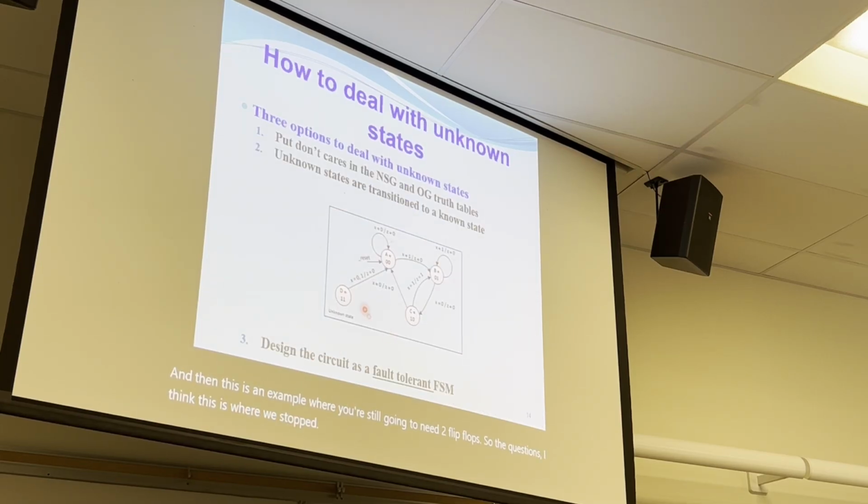So what do we do with the unknown states? These are the states of the machine, but then we have some unknown states. What happens if the machine goes to an unknown state?